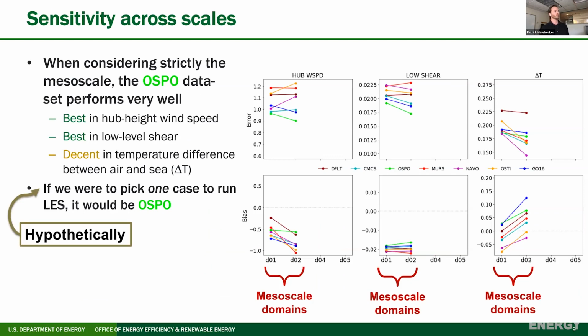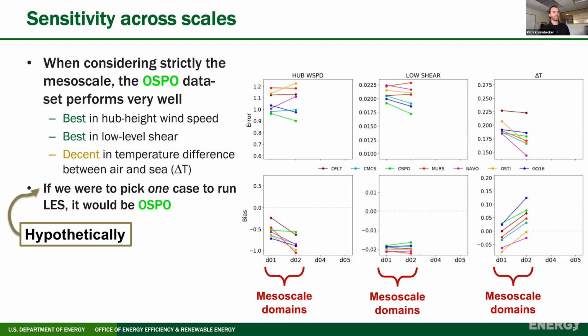So some preliminary results from this study. This is just showing the mesoscale simulations. And this figure shows error on the top, bias on the bottom, and the hub height wind speed is what we're looking at on the left. Low-level shear, which is shear between 20 meters and 100 meters, in the center column. And then delta T, which is our difference of air and sea temperature for each of these simulations, or for each of these SST data sets.